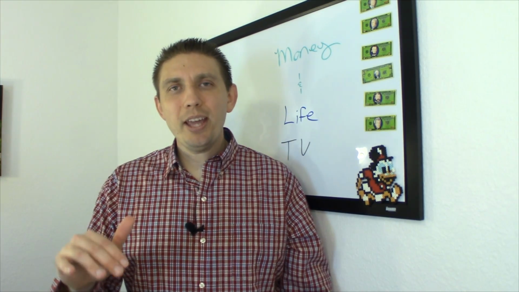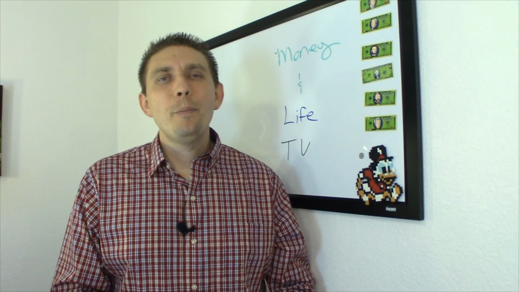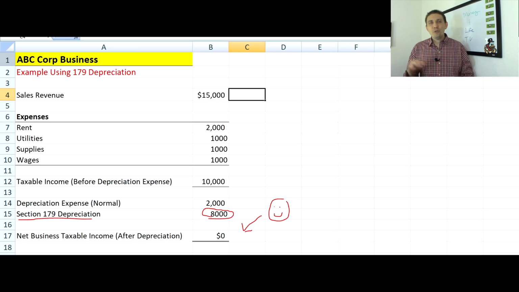Okay guys, now let's look at the same scenario, but using Section 179. If we pull into play Section 179, we don't have to wait 5 years to recoup the cost of that computer. We can fully deduct the entire amount of the cost of the computer in that year. So instead of getting only a $2,000 deduction for our business, we get a $10,000 depreciation expense deduction.